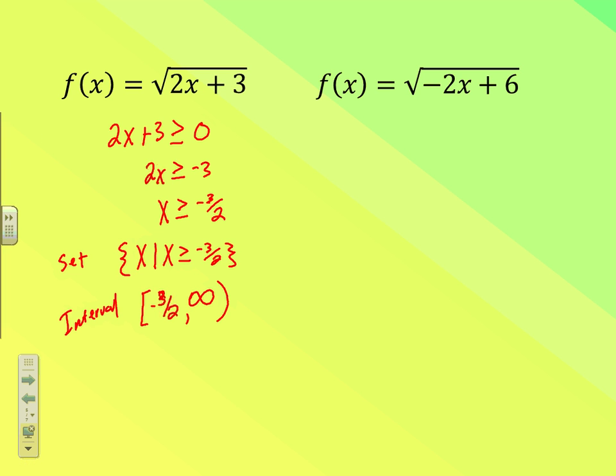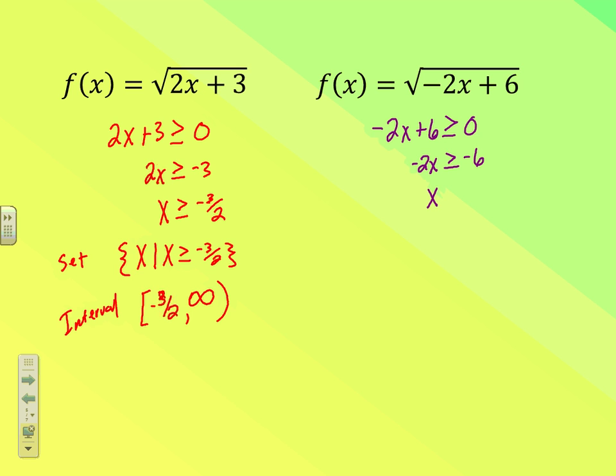And let's take a look at our second one. So just like what we did with the first one, take the radicand, make it greater than or equal to 0, and then solve for x. So if I move the 6 over, I'm going to say negative 2x to be greater than or equal to negative 6. Now here, we have to pay attention to what we're doing with our inequality symbol.